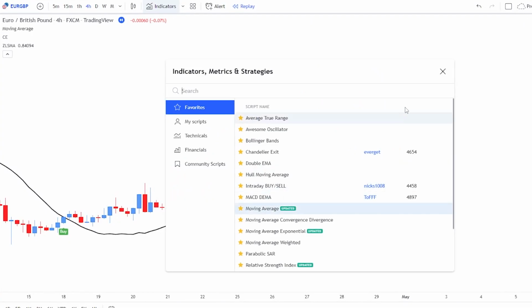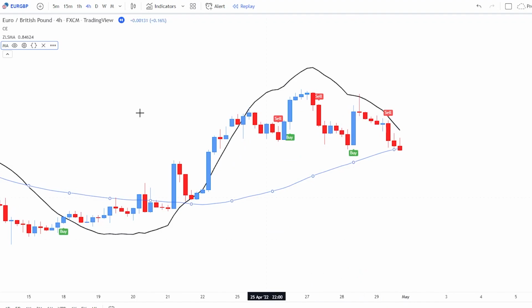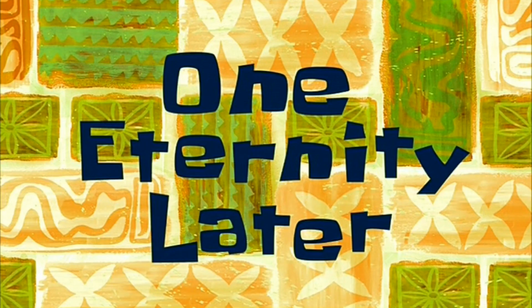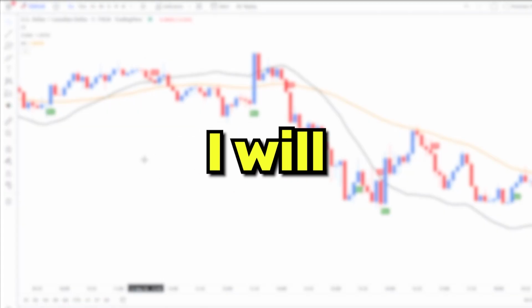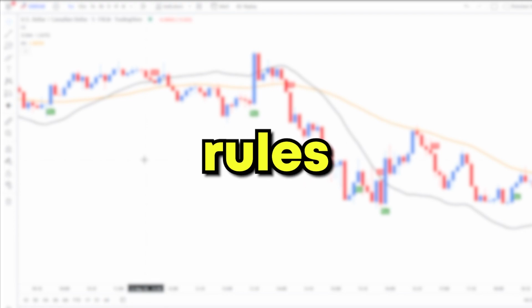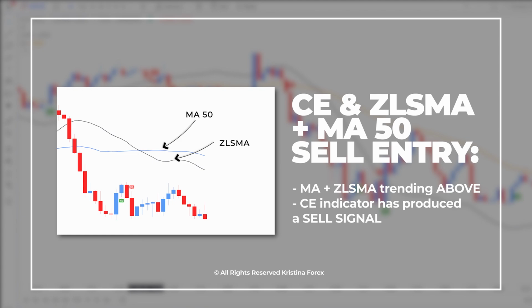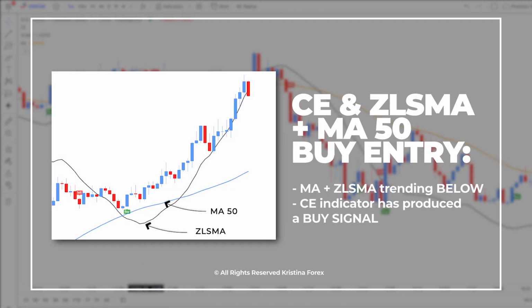In order for this to happen, we will need to incorporate our proven moving average 50, and we will increase the length of the ZLSMA indicator from 50 to 100. Since we now have a moving average of 50 on our chart, I will slightly adjust the entry rules. I will only enter a short trade if both moving averages are above the candlesticks and CE indicates that we should sell. And we will look for a buy if both moving averages are below the candlesticks and the CE indicator alerts us with a buy signal.